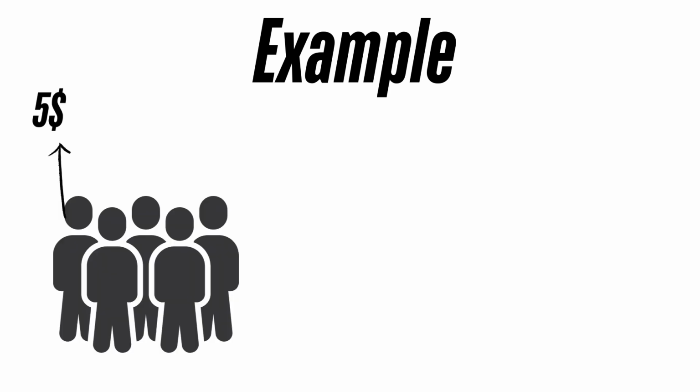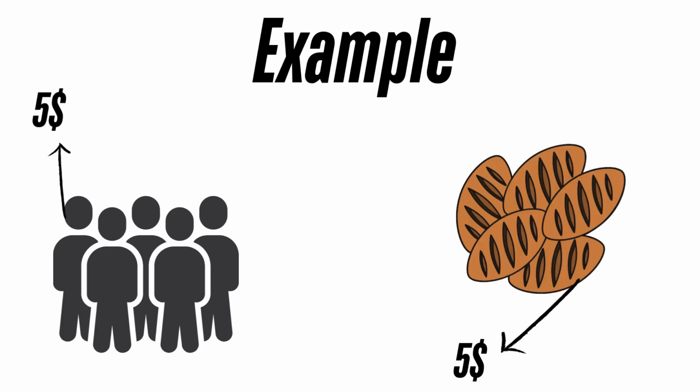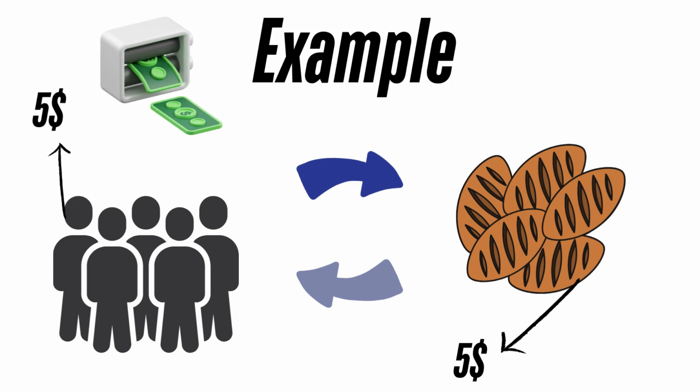Let's break it down with a simple example. Imagine a small economy where there are only 5 people: Bob, John, Alex, Jack, and Tony. Each person has $5, and there are exactly 5 loaves of bread, each priced at $5. Simple, right? Each person can afford 1 loaf of bread. Now, suppose the government prints extra money and gives everyone an additional $5. Now, Bob, John, Alex, Jack, and Tony each have $10. They can buy 2 loaves of bread instead of 1. But here's the problem. There are still only 5 loaves of bread.